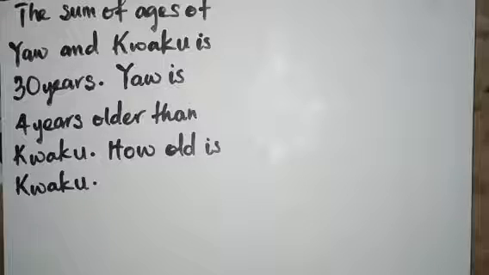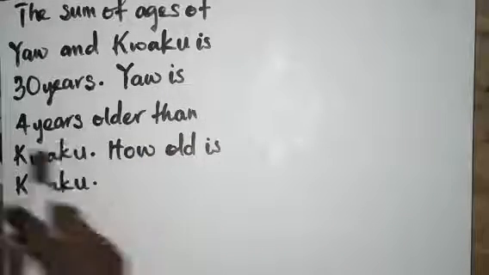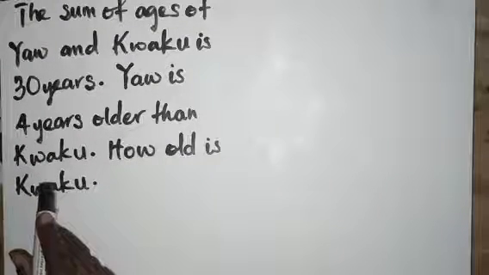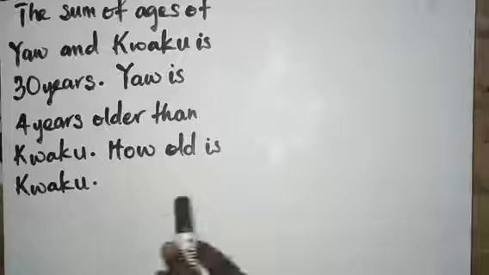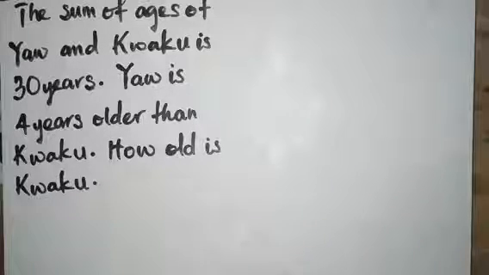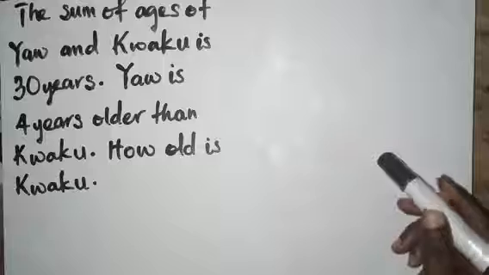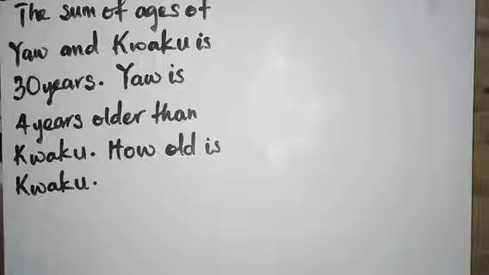The sum of ages of Yao and Kweku is 30 years. Yao is 4 years older than Kweku. How old is Kweku? In this case, it will be very difficult for you to just express it. But the first thing you have to know is that you have to choose the least age when you add Yao's age, so Yao and Kweku.